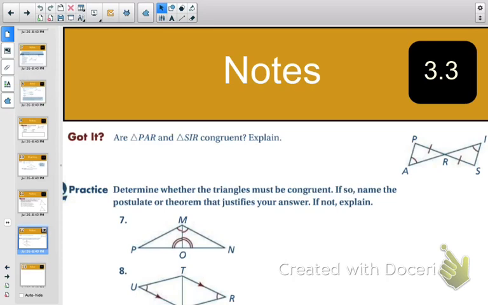So this one, it says, is triangle PAR and triangle SIR congruent? Explain. So if you look at this, we only have one pair of angles and one pair of sides. However, if you remember, these two angles right here are vertical because they form an X. So we actually know that this angle is congruent to this angle. And I have to use 2 because I've already used the 1 on the A and the I. So now, again, we can use angle, angle, side. So these are congruent by AAS.